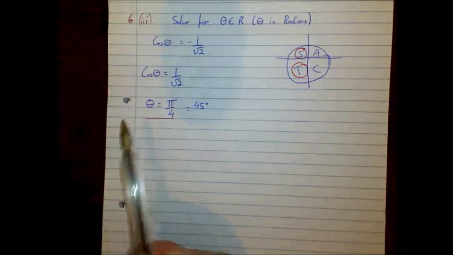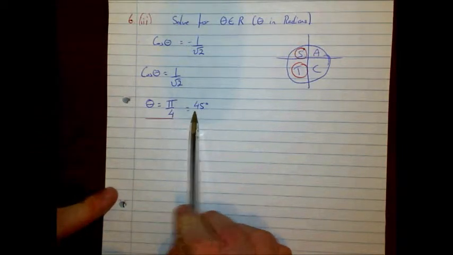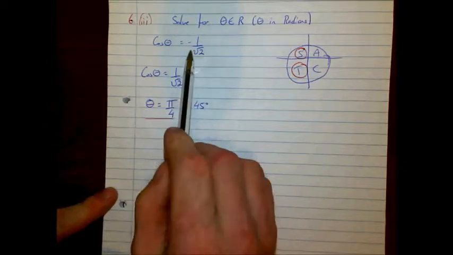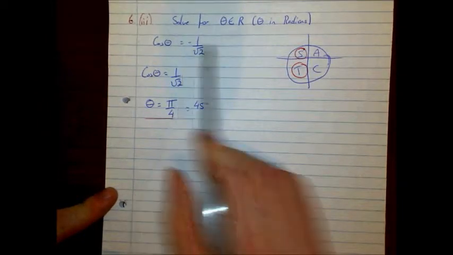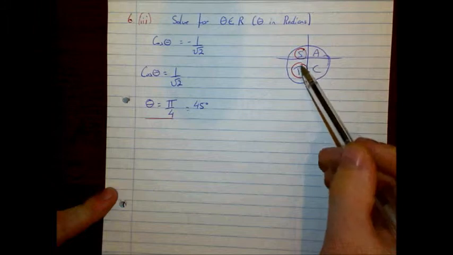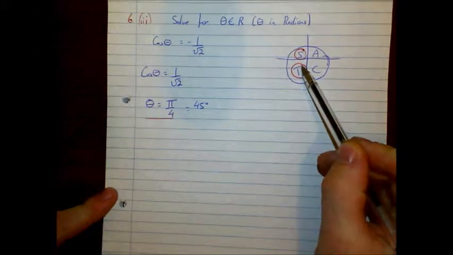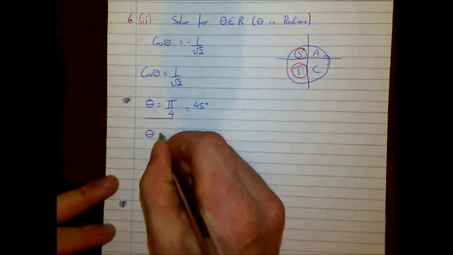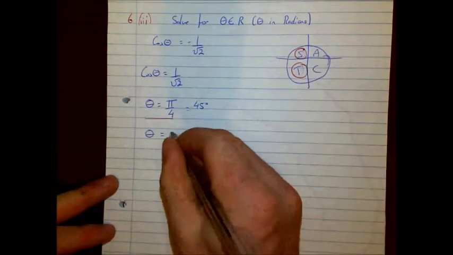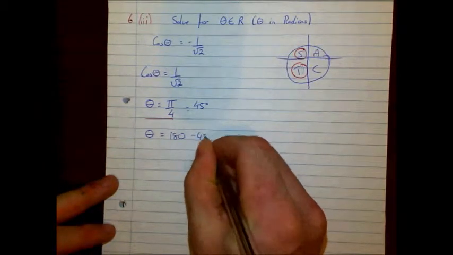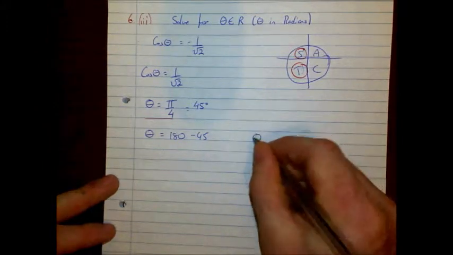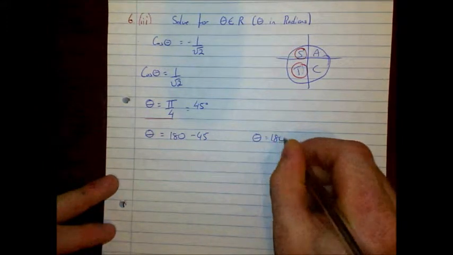Okay, so paying attention closely. If it was 45 degrees, but I know it's negative, I would get the equivalent angle in the second quadrant and the third quadrant. So if it was degrees, what would I do? For the second quadrant, I would say it's 180 minus 45. And for the third quadrant, I would say it's 180 plus 45.